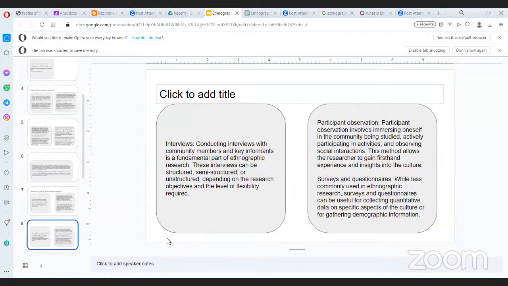Another tool is the interviews. Conducting interviews with community members and key informants is a fundamental part of ethnographic research. These interviews can be structured, semi-structured, or unstructured, depending on the research objectives and the level of flexibility required. Maybe it is structured, maybe it is semi-structured. So all sorts of interviews you can make.